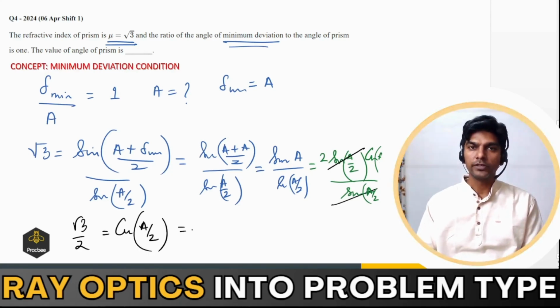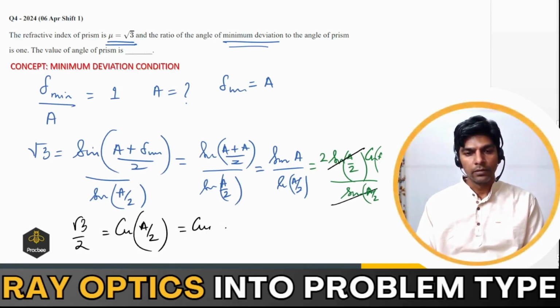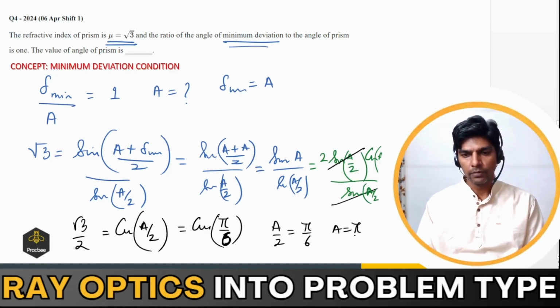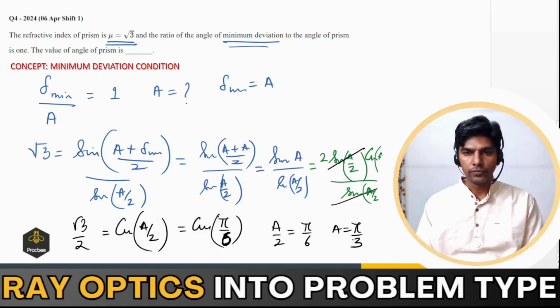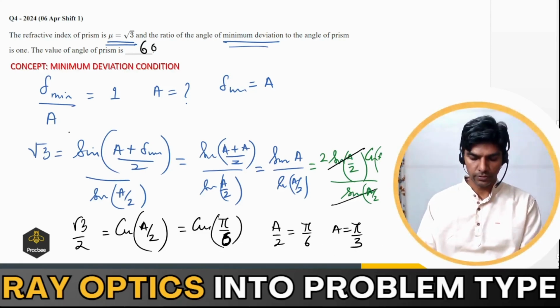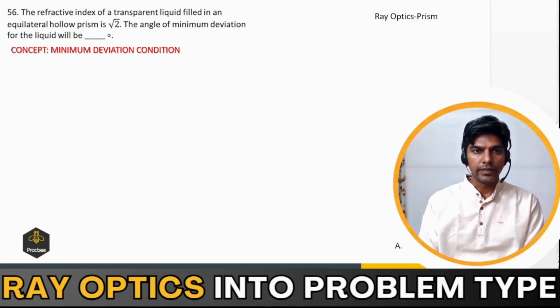And we know that cos 30 degrees, or cos pi by 6, will be root 3 by 2. So if we compare this, then A by 2 comes out to be pi by 6. So A will be pi by 3, which comes out to be 60 degrees. So 60 is the answer of this question. Right. So let us see another question.